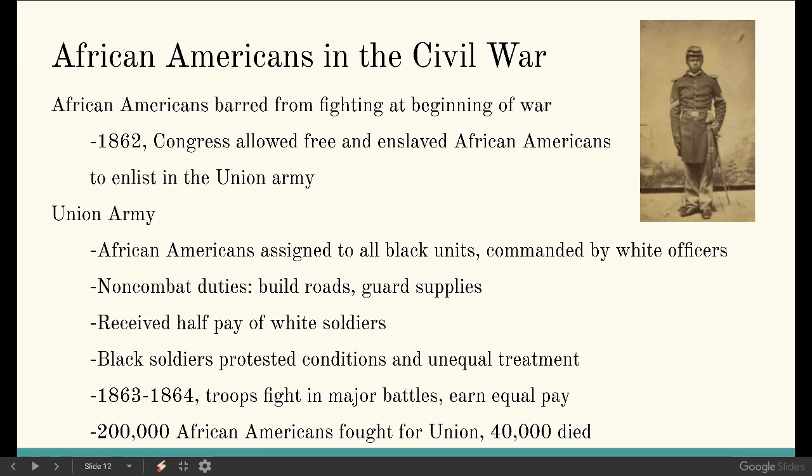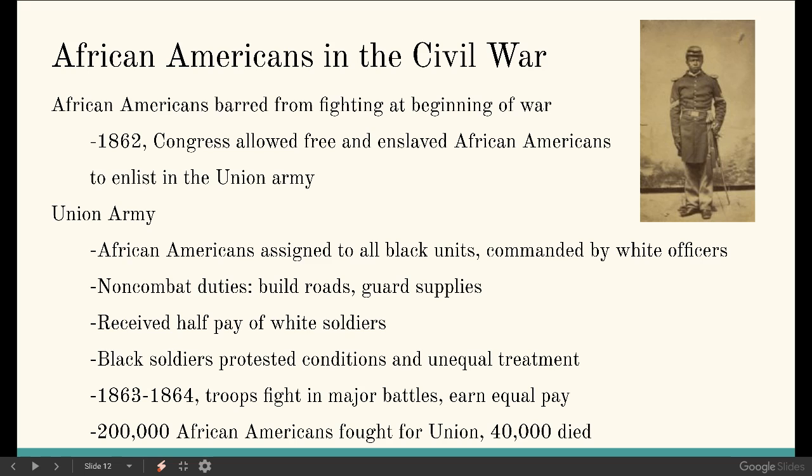Now, there were a lot of African Americans who served in the Civil War. At the beginning of the war, they were barred from fighting in the Union Army, but in 1862, Congress allowed free and enslaved African Americans to enlist in the Union Army. So a lot of African Americans who are serving in the Union Army are going to be assigned to all Black units commanded by white officers. So you're not going to see any Black officers at this point. And they were mostly given non combat duties, building roads, guarding supplies, doing those types of things, rather than actually doing a lot of the fighting.